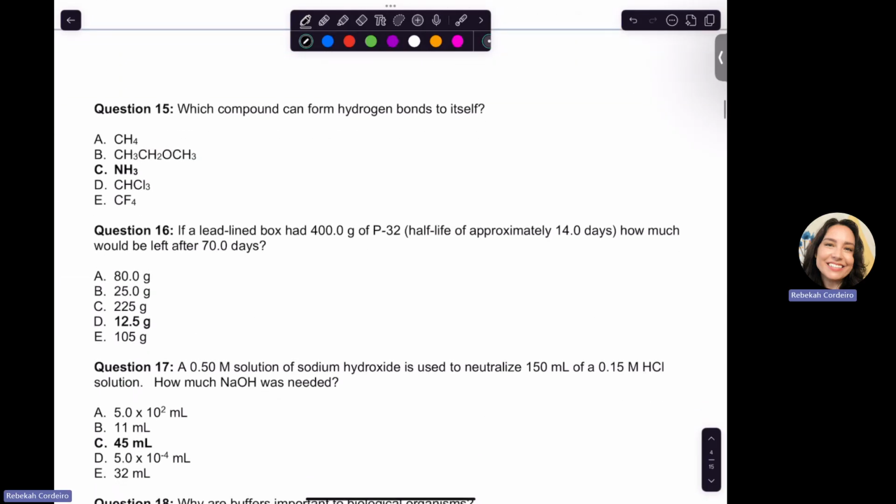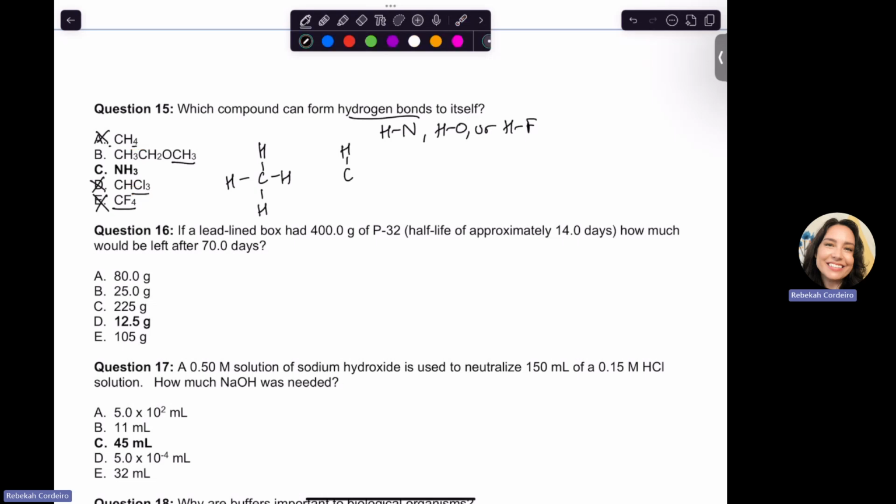Which compound can form hydrogen bonds with itself? So you have to have H bonded to N, H bonded to O, or H bonded to F for this to happen. And we have all these H's here and these O's and F's, but we don't have them actually bonded. So if you draw this out, CH4 doesn't have any O in it at all. This one doesn't have any O in it at all. This one doesn't have any O or F or N. And this one has no O or F or N because it has H. So we're kind of left with the other two here.